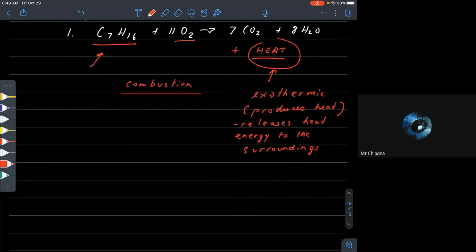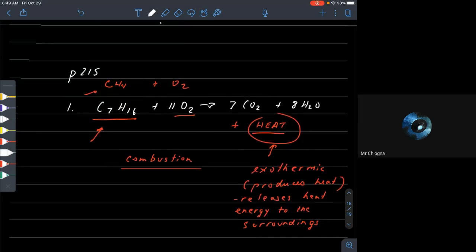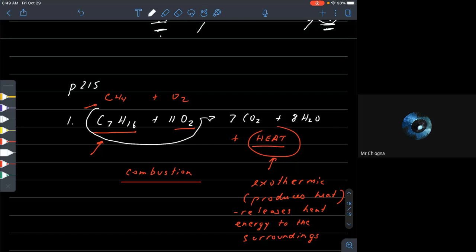Now, in part A, it says list the reactants. The reactants are what are reacting. They react together. So the heptane reacts with the oxygen. That's why they're called reactants. The oxygen allows the heptane to be burned. They react together. So it's always the left side of the equation that are reactants. And this plus sign means simply they react. Heptane reacts with oxygen.